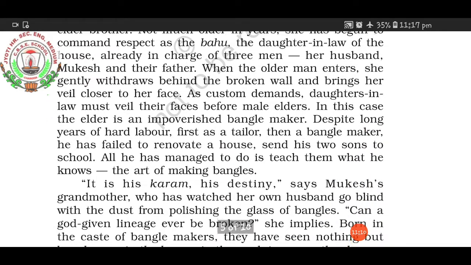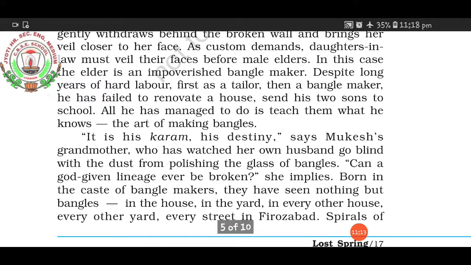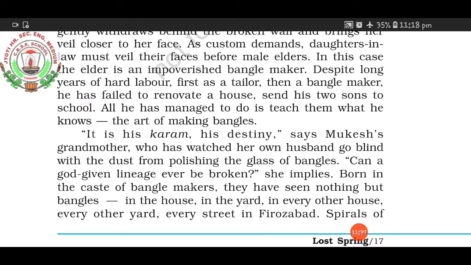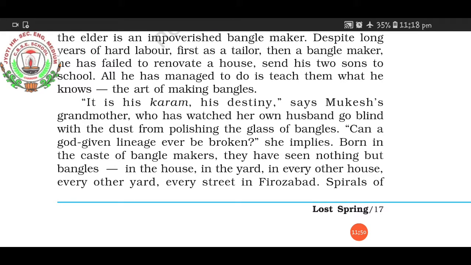They were her husband, then Mukesh's father, and Mukesh himself. And when our author spoke to Mukesh's father, he said that he didn't know anything other than this, so he just passed on this profession to his children. When Mukesh's grandmother was asked about this work, she believed that it is their destiny, it is their karma, and it's a legacy that is being transferred from one generation to another, and it's something that has been given by God. It's written in fate, no? So because of that reason, it is a very difficult thing to change.